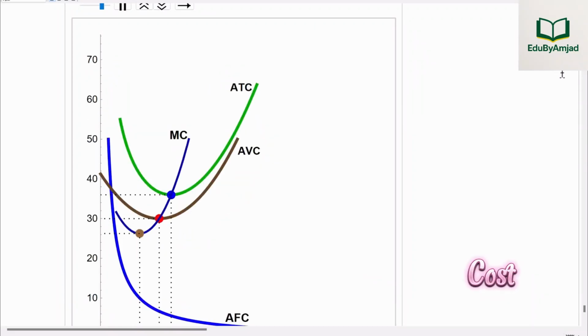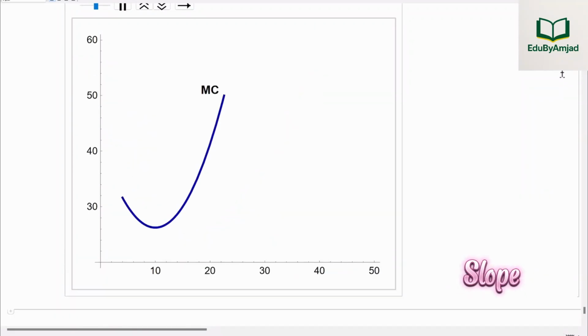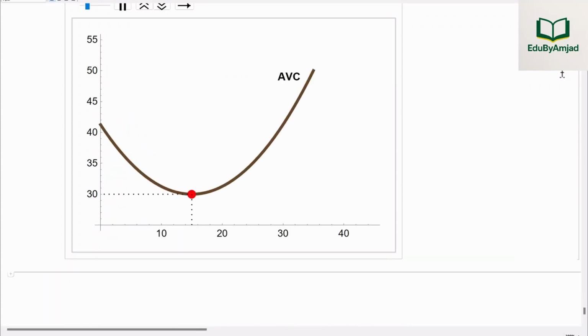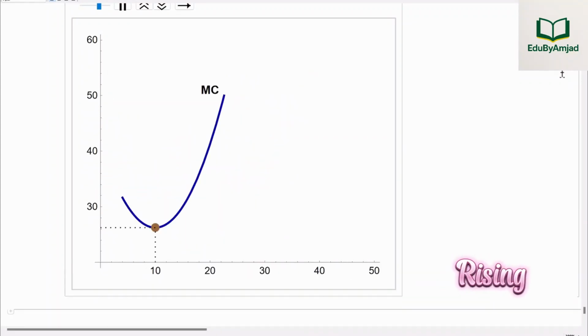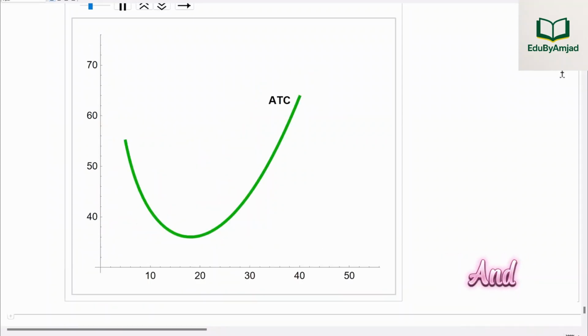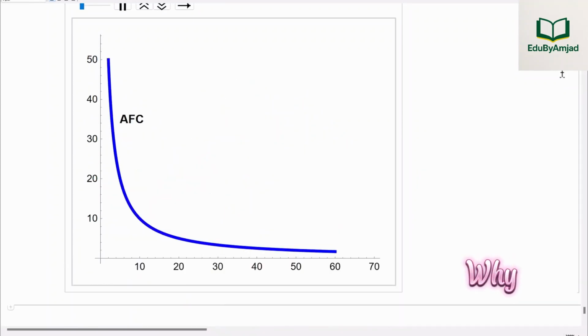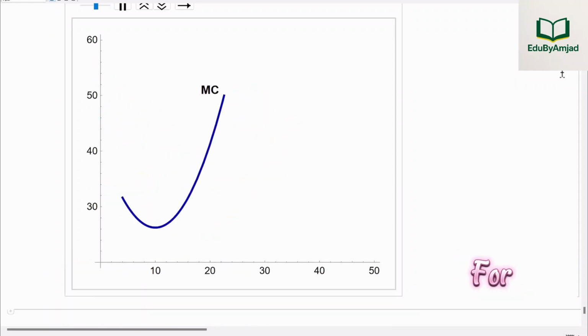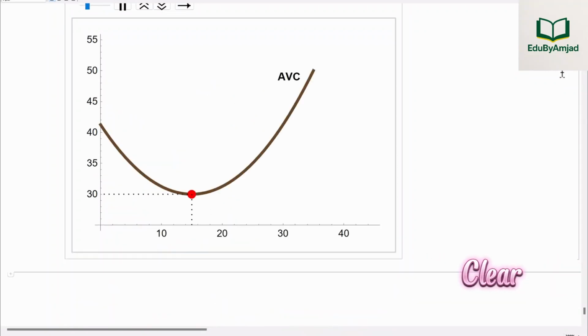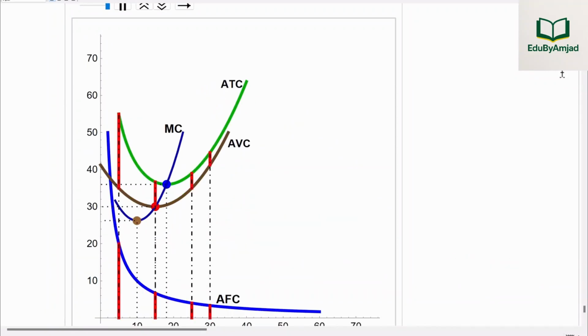Every point on a cost curve has a slope, and every slope has an economic meaning. In this lesson, we uncover how derivatives explain the falling and rising sections of average variable cost and average total cost, and why marginal cost must reach its minimum before either of them. Get ready for a complete, mathematically clear guide to cost curves.